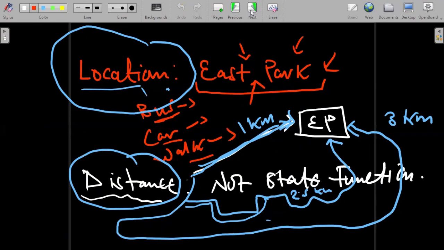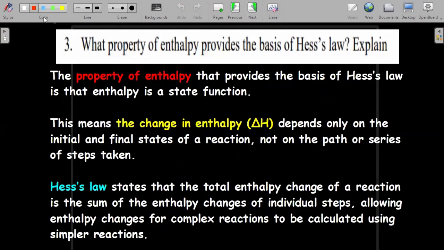So we go to question 3 now. Question 3, they're saying what property of enthalpy provides the basis for Hess's law? And then they're saying explain. All right. So the property of enthalpy that provides the basis of Hess's law is the state function. The same thing that I've been explaining is the one that provides the basis of Hess's law.